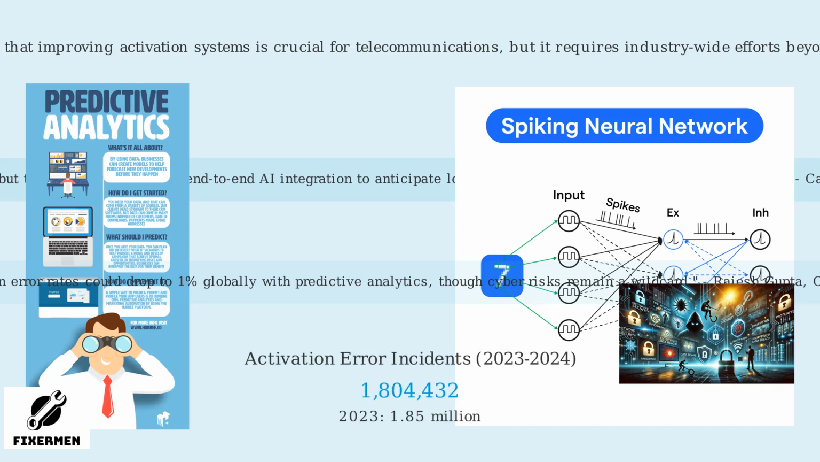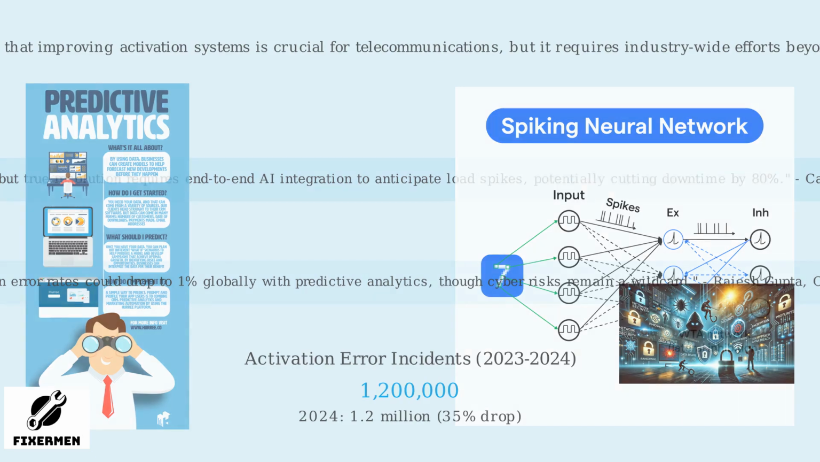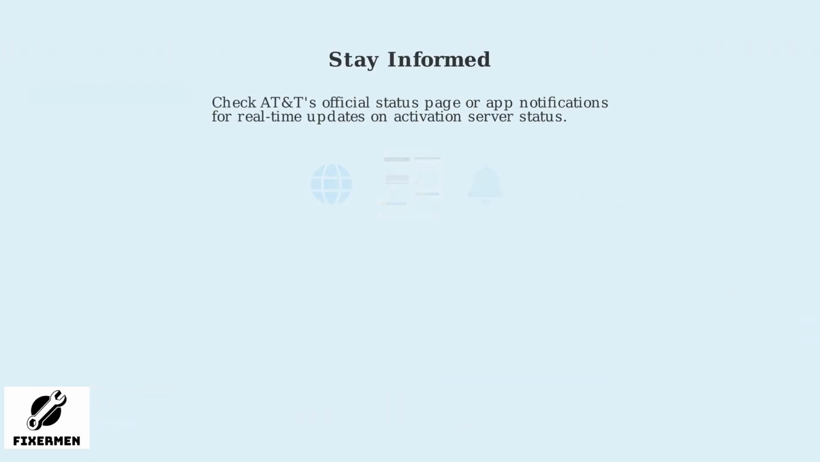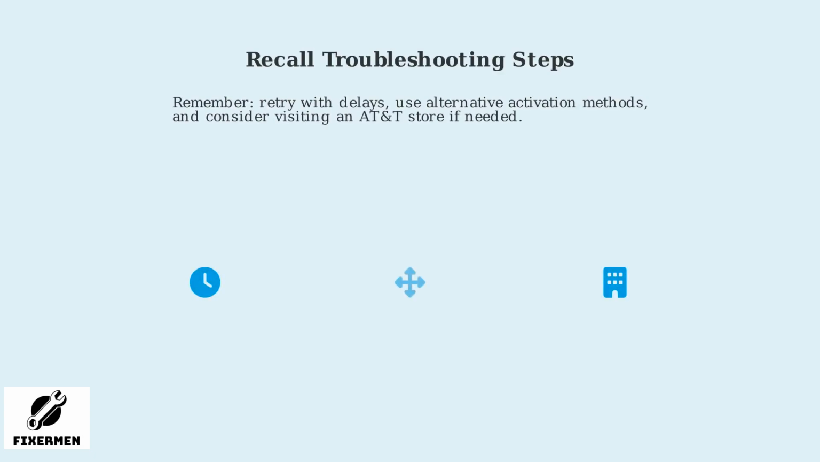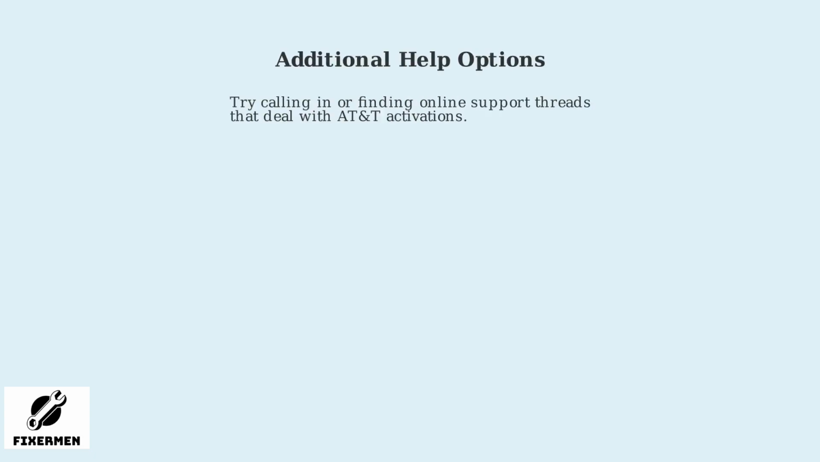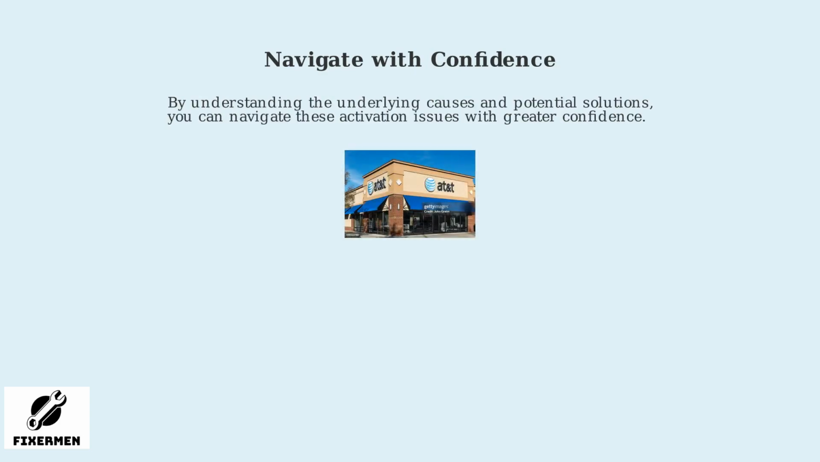Looking at statistics, AT&T reported 1.2 million server unavailable incidents in 2024, a 35% reduction from 2023. Keep an eye on AT&T's official status page or app notifications for real-time updates on activation server status. Remember the troubleshooting steps we discussed. Retry with delays, use alternative activation methods, and consider visiting an AT&T store if needed. Also consider trying calling in or finding an online support thread that deals with AT&T activations. By understanding the underlying causes and potential solutions, you can navigate these activation issues with greater confidence.